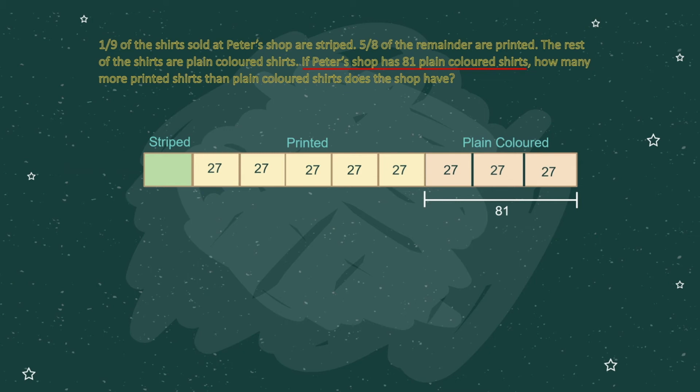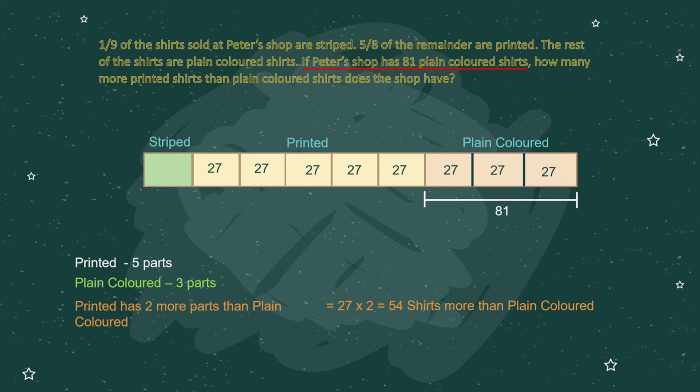Now, to find out how many more printed shirts Peter's shop has, we just have to look here and see that the printed shirts takes up 5 parts of the bar, and the plain color shirt takes up 3 parts. This means the printed shirt has 2 more parts than the plain color shirts, and since each part is 27, we've just found out, the answer we're looking for is 27 times 2. That's 54 more shirts than plain color shirts.